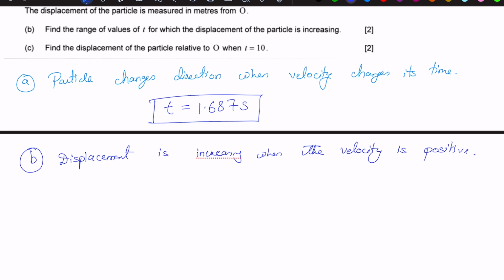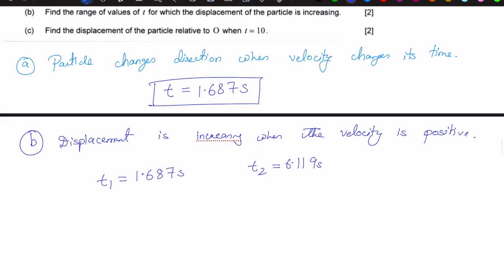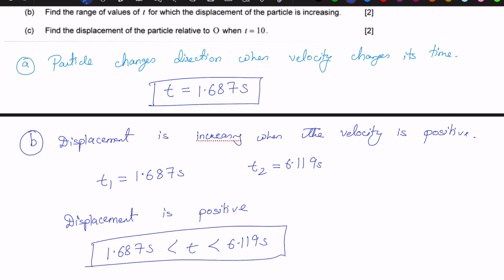Right. So from the graph we know that it starts becoming positive from 1.687 seconds, and it will start becoming negative from this value. Exactly. So you can say displacement is positive in the time interval which is less than 6.119 seconds and greater than 1.687 seconds. This will be the answer to part B.